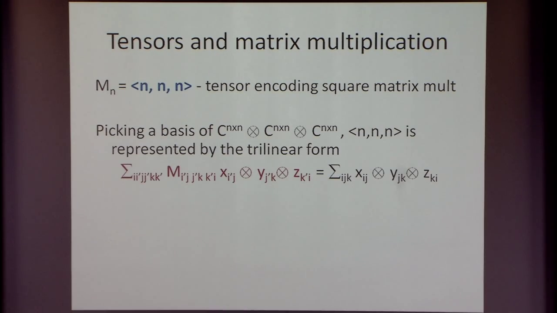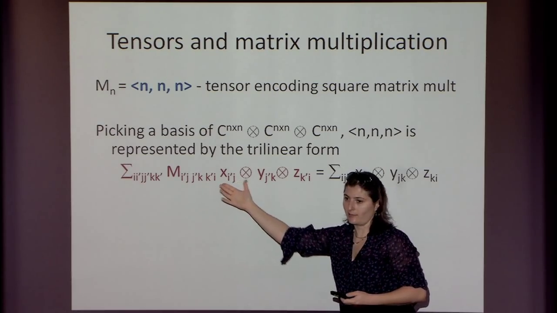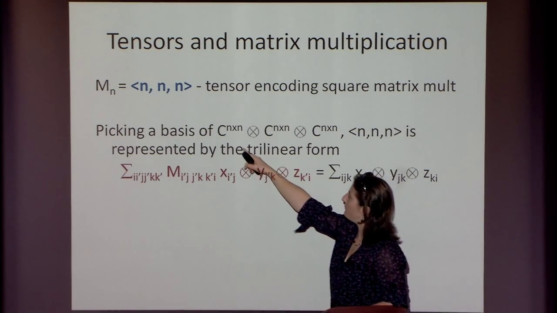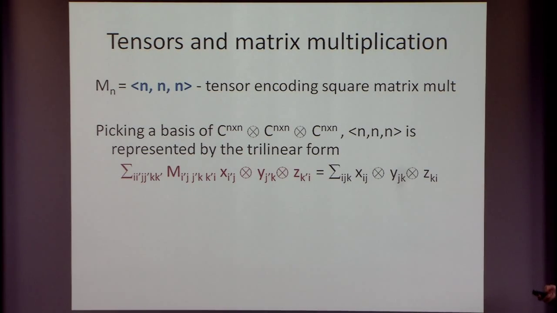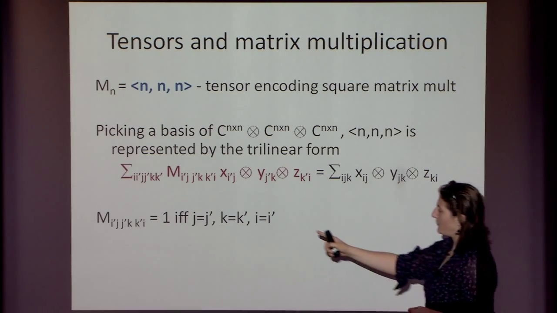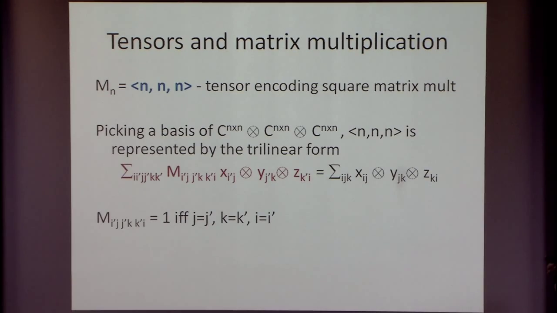If you look at what this looks like in coordinates, this is a tensor which lies in the complex numbers C^(n×n) tensor C^(n×n) tensor C^(n×n), and it has the following definition. It's 1 in the (i,j'), (j,k'), (k,i') entry whenever j equals j', k equals k', and i equals i'. So it has very nice structure, which we're going to try to exploit.